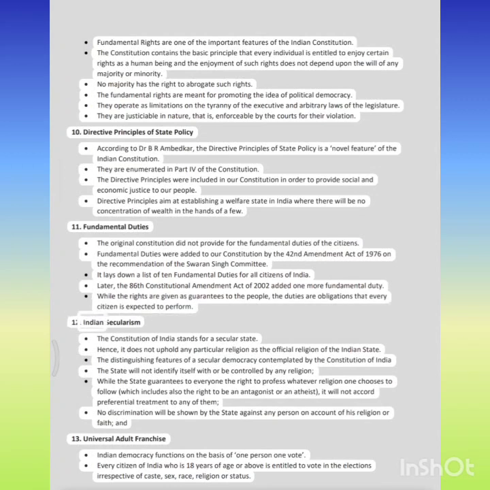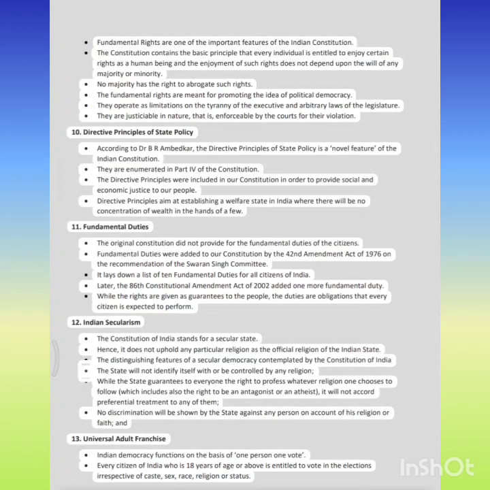12. Indian secularism. The Constitution of India stands for a secular state. Hence, it does not uphold any particular religion as the official religion of the Indian state. The distinguishing features of a secular democracy contemplated by the Constitution of India.